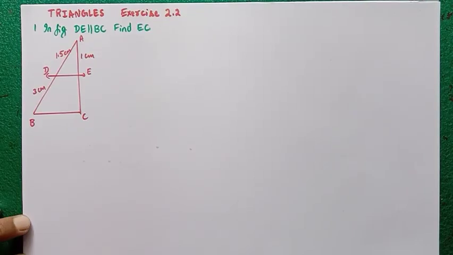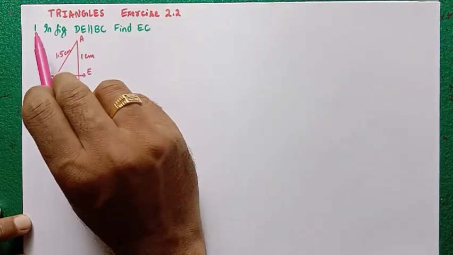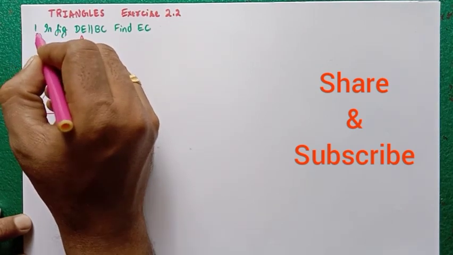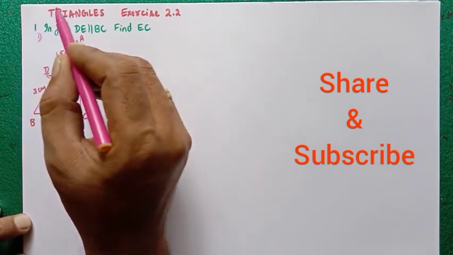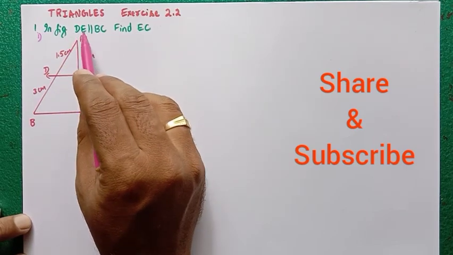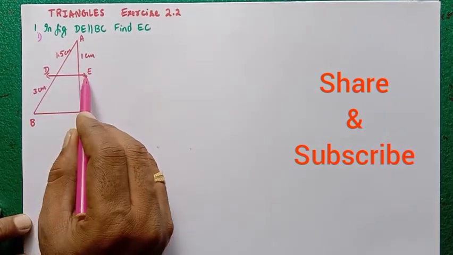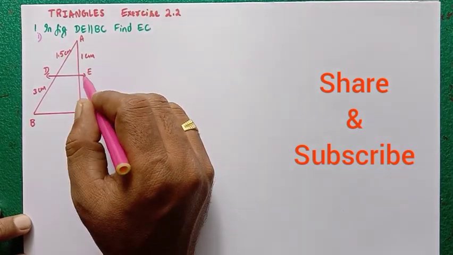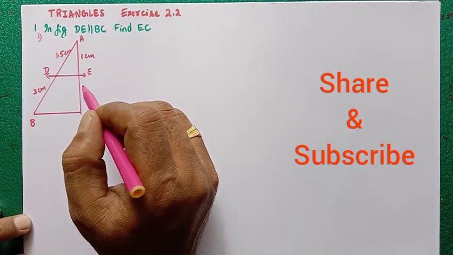Triangles chapter, exercise 2.2, first problem. First question: In the figure, DE is parallel to BC. Find EC. We want to find EC in this figure.